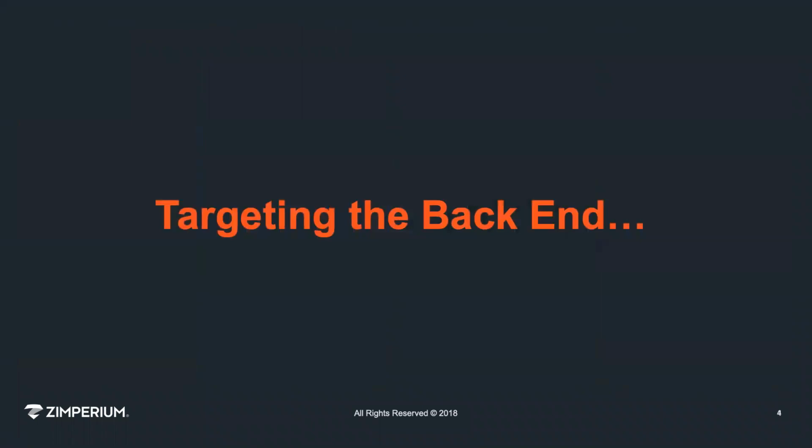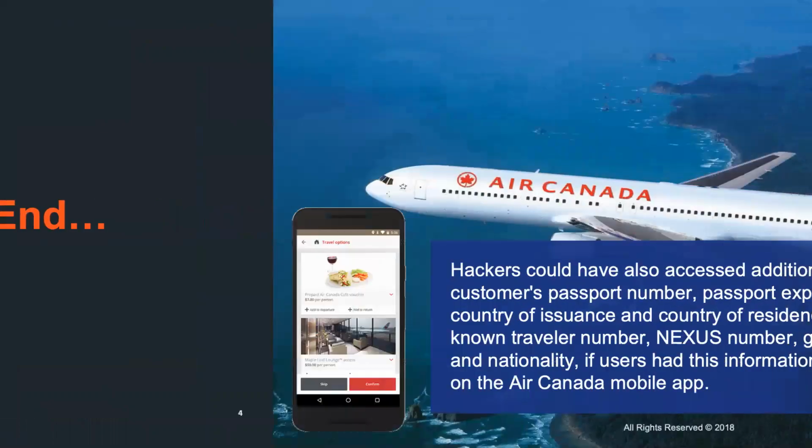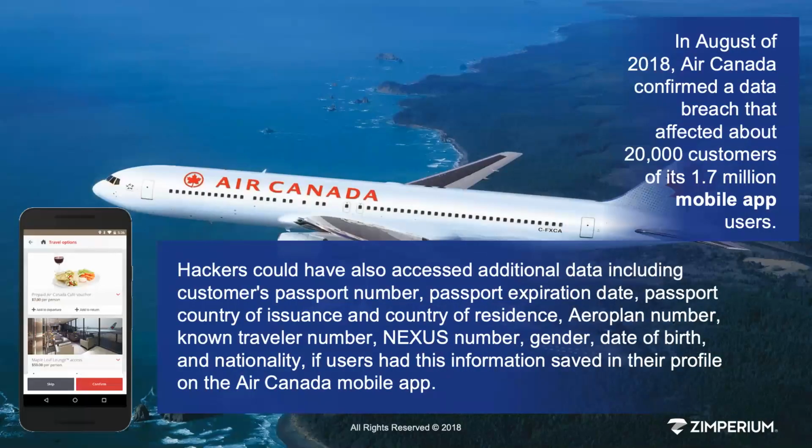So hopefully this gives you the idea of all the different ways the app can be attacked. And here is an example. We have a couple of examples here where a similar approach was used. You may have heard recently in the news about Air Canada, where they confirmed a breach that impacted more than 20,000 customers. And they said the impact is as big as 1.7 million mobile app users.